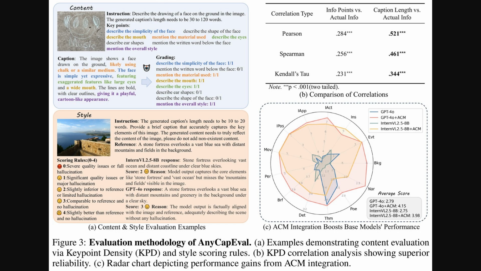So, with a dataset that has such specific instructions, you need an equally specific way to evaluate the results. This is where their new benchmark, called AnyCap Eval, comes in. It breaks evaluation into two key areas: content and style. For content, it uses a metric called key point density, which measures how well the caption follows the user's specific instructions, like describe the mouth. For style, it uses GPT-4o to score for issues like hallucinations. And the radar chart on the right really visualizes the impact, showing how adding the AnyCap model dramatically boosts performance.